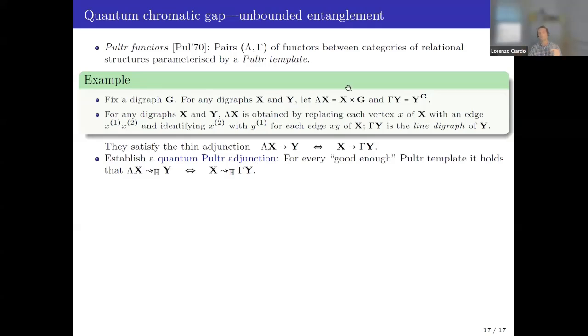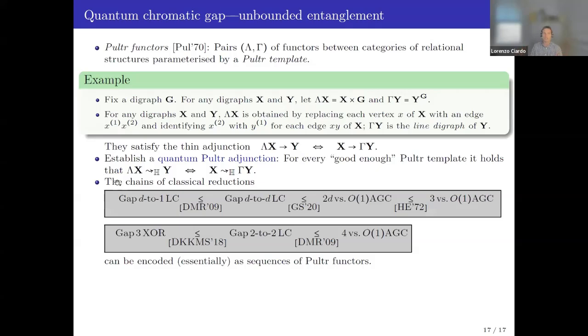So we need to assume that the Pultr templates are good enough. And in fact, there are two different definitions of good enough for the two directions of the implication. But modulo this, lambda X admits a quantum homomorphism to Y if and only if X admits a quantum homomorphism to gamma Y. And then one looks at the chain of classical reductions that are used in hardness of approximation to go from gap label cover or gap XOR to approximate graph coloring.